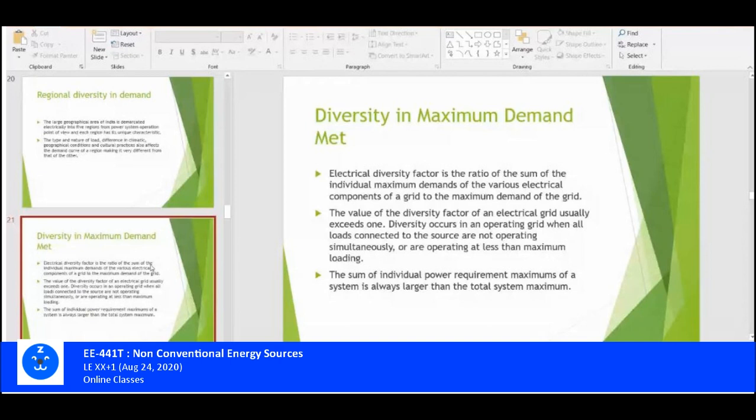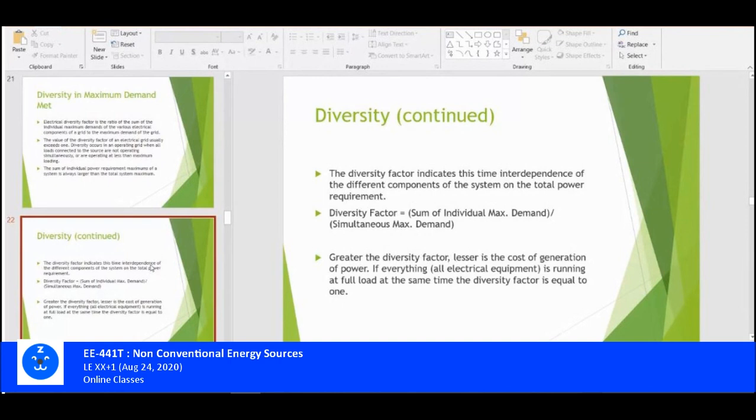Diversity occurs in an operating grid when all loads connected to the source are not operating simultaneously or are operating at less than maximum loading. This is the meaning of diversity. The sum of individual power requirement maximums of a system is always larger than the total system maximum. That is the meaning of maximum demand. Diversity continued, the same thing. Continuing, the diversity factor indicates the interdependence of the different components of the system on the total power requirement. So as a ratio, sum of individual maximum demands over the simultaneous maximum demand.